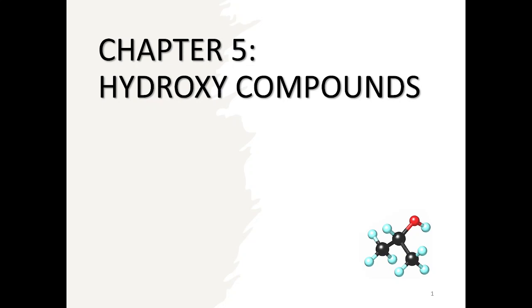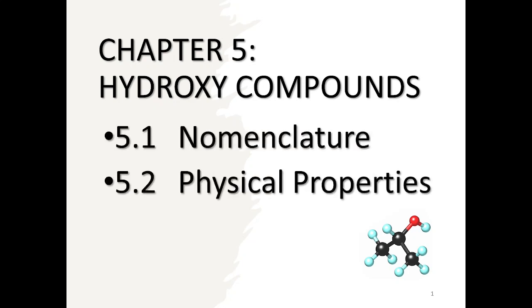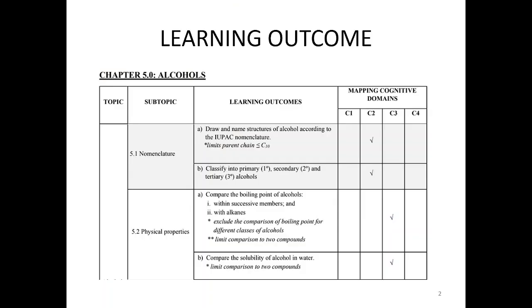Today we are going to proceed to chapter 5, which is hydroxy compound or alcohol. So 5.1 is nomenclature and 5.2 is physical properties. Learning outcome: at the end of the lesson you should be able to draw and name the structure, classify primary, secondary or tertiary alcohol, and then for physical properties, compare the boiling point and also the solubility.